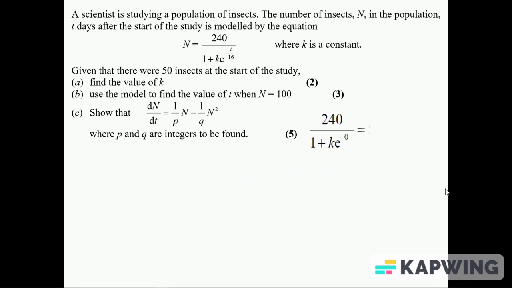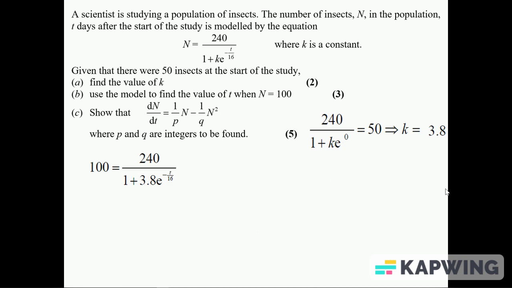Not going to do much with this. Stick t is 0 in, and n is equal to 50, because at the start of the study, t is 0. Then I'd flip around the 1 plus k. That's just 1 plus k on the bottom. So 240 over 1 plus k is equal to 50. I'd swap the 1 plus k and the 50 over. So you have 1 plus k is 240 over 50, and you get k is 3.8.